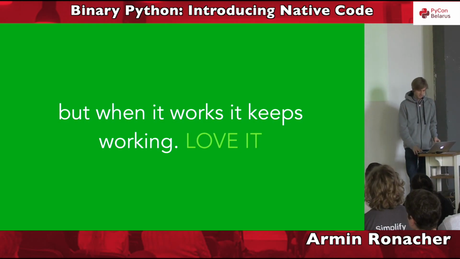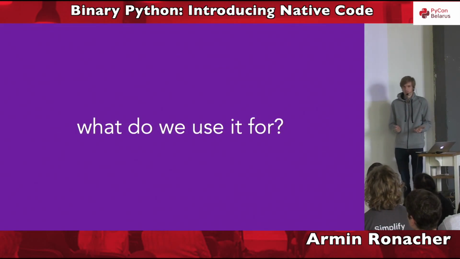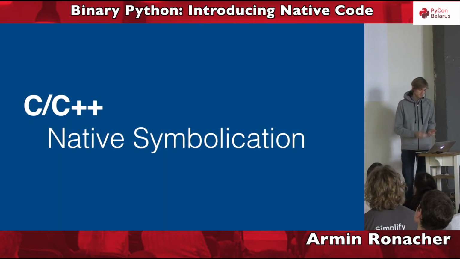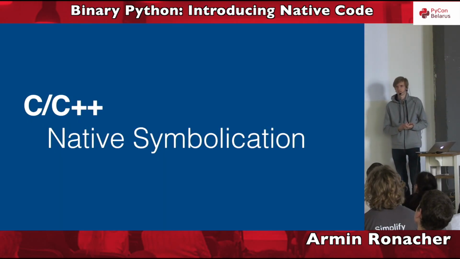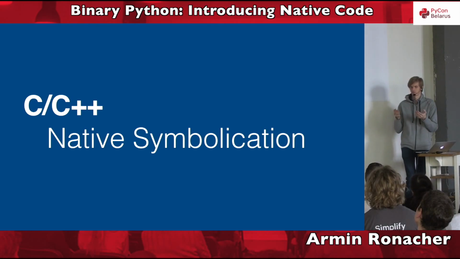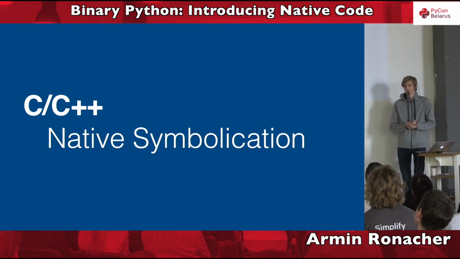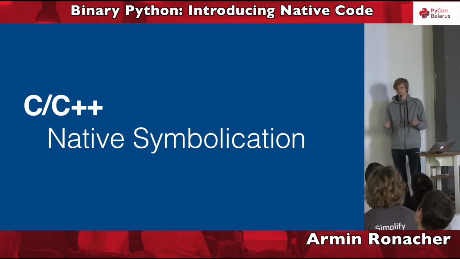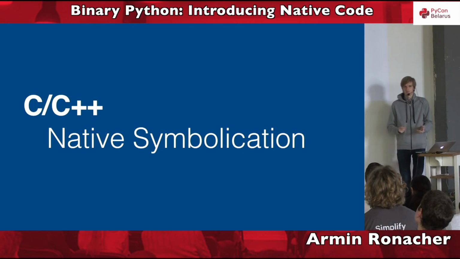So that's good. So what do we use this for at the moment? C and C++ native symbolication is the biggest one. That's basically our process of converting: here's a crash, here's where the instruction happened, I want to see where it actually happened in the original source. And this is a very involved process which looks a little bit like a debugger. And that's why we have to pull in the whole LLVM stack.